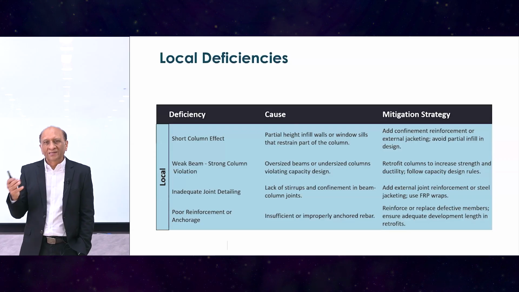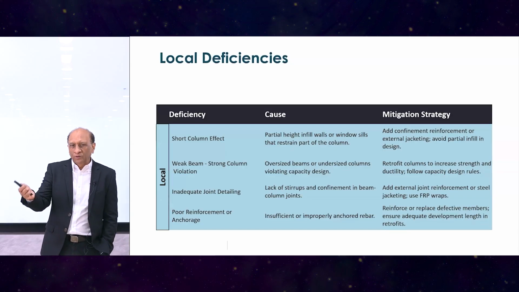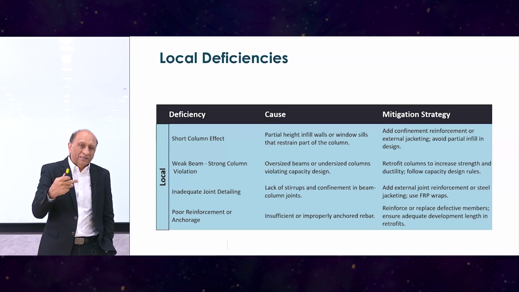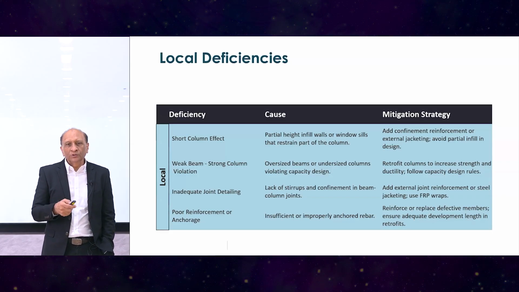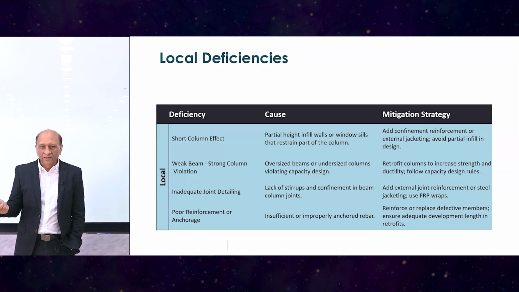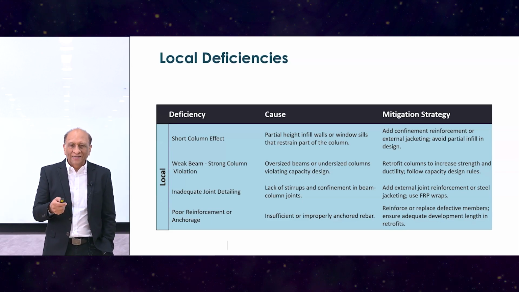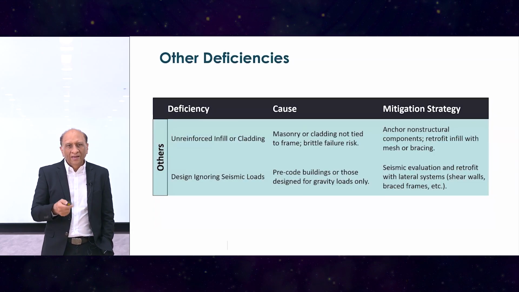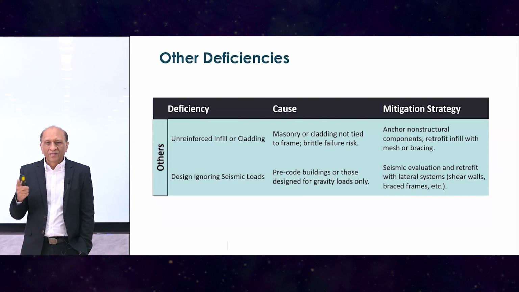Similarly, weak column, the strong column-weak beam condition. Normally, columns should be stronger than beams, but sometimes in low-rise buildings that's not possible. So we have to do retrofitting of columns, or we have to make sure that that particular frame does not participate in the lateral load resistance. Inadequate joint detailing is, most of the time, fixed by repairing the joint. Once again, one way is to strengthen the joints, another way is to reduce the demand on the joint. And similarly, for reinforcement lap length, we have to fix the local development. And similarly, unreinforced infill or cladding causes a lot of problems.